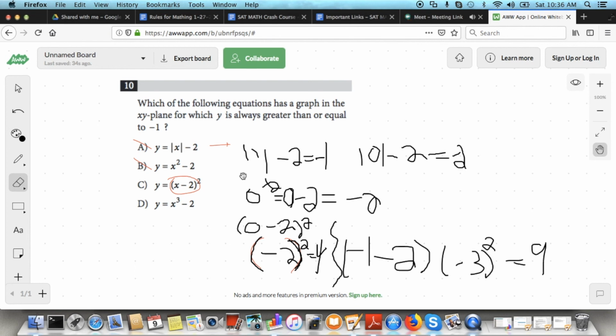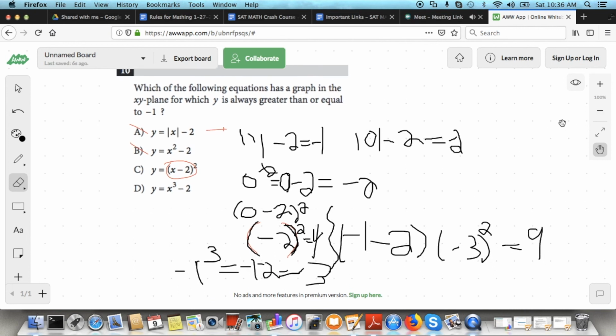C is looking really good, okay? But let's try to confirm it and let's try to eliminate D real quick. Can you think of a value for x that will give us a value for y less than -1? -1. Yeah, -1, right? Because -1 to the power of 3 equals -1. A negative value to the power of an odd number is going to be negative. Or 0, once again: plug in a 0 for x and we get -2 for y. So we can also eliminate D.